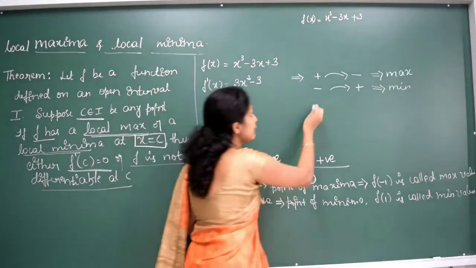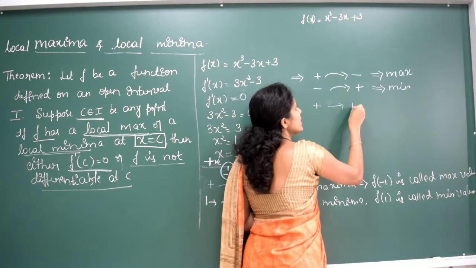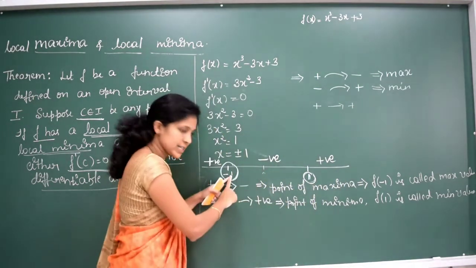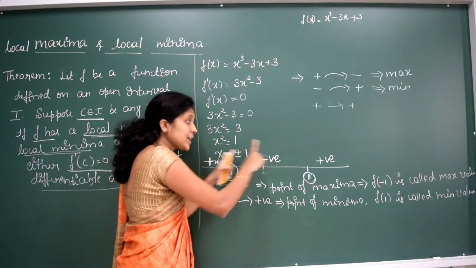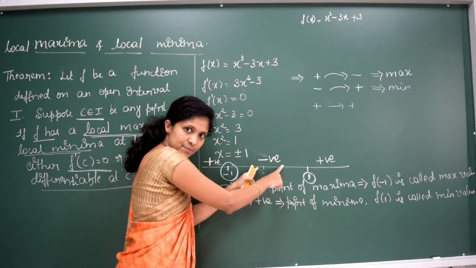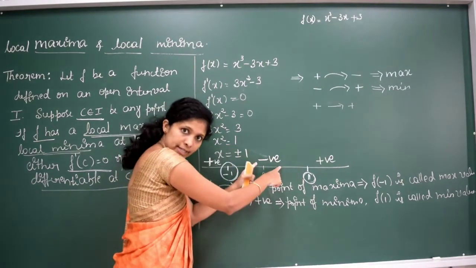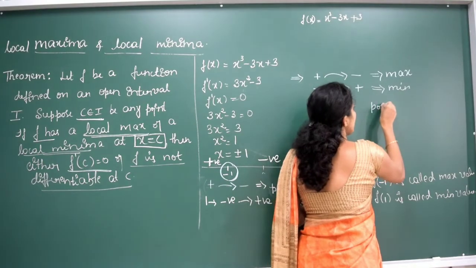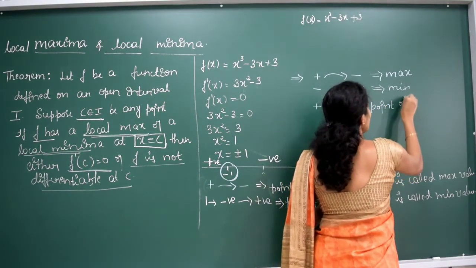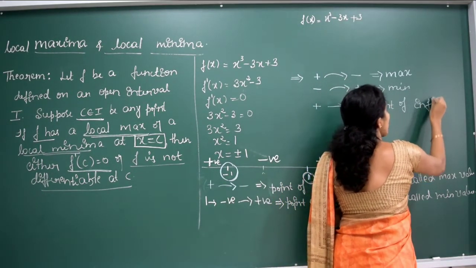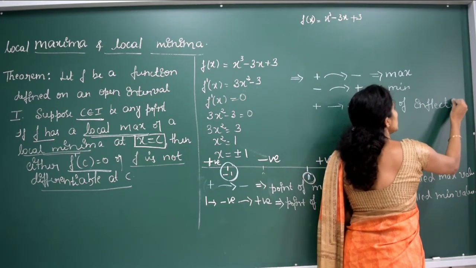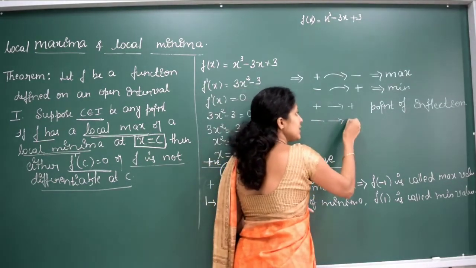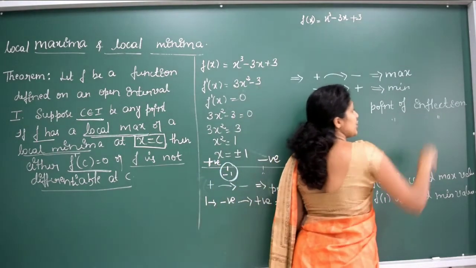And one more thing, if it will be plus to plus only, this is also possible, right? If the function remains the same sign, here it is -1, here also positive, here also positive. So clear? Here we got plus and minus. If both are plus, then it is called the point of inflection. I mean there is no maximum value and there is no minimum value. If it is negative to negative also, this is called the point of inflection.